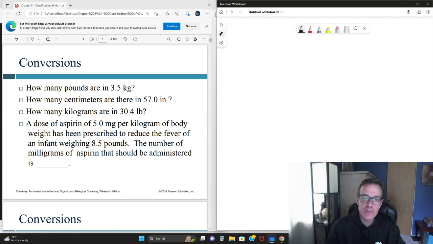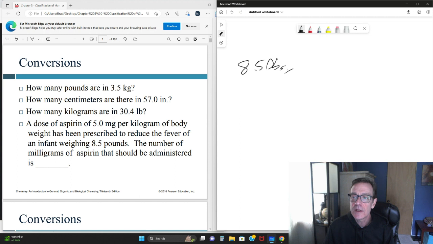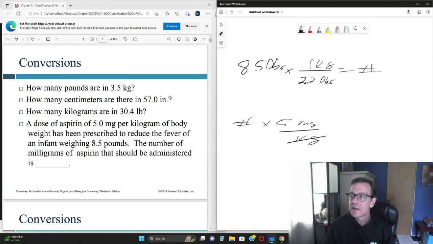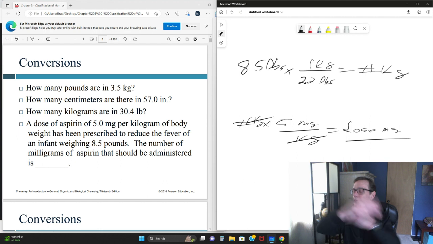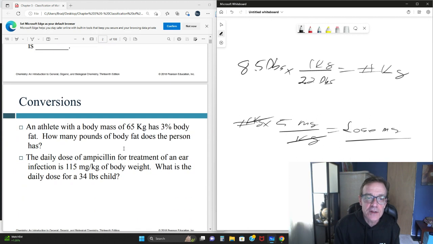Aspirin, 5 milligrams per kilogram, has been prescribed to reduce the fever of an infant weighing 8.5 pounds. What is the number of milligrams? Of course, we need to convert the number of pounds into kilograms. So we have 2.2 pounds per 1 kilogram, and we get that number, and then multiply that number times 5 milligrams per kilogram is the dose. The kilograms cross out, and that gives you the dose in milligrams. That kind of thing should be pretty intuitive at this point.